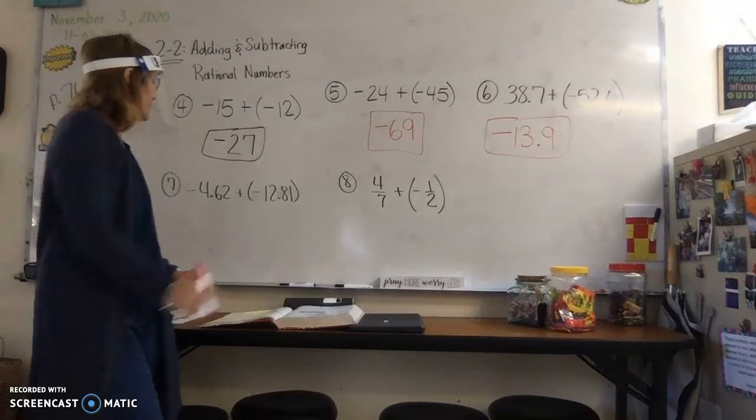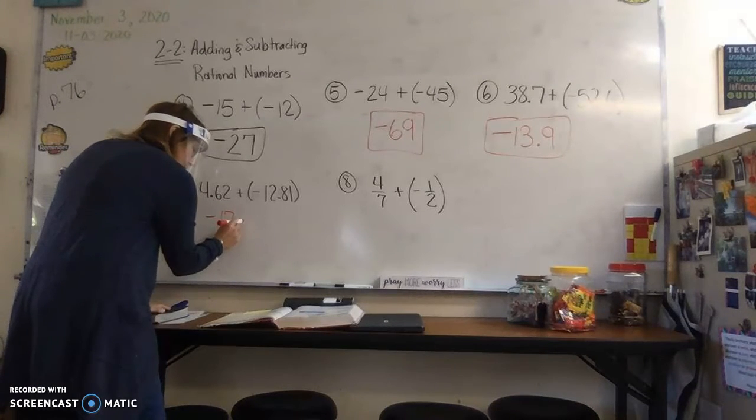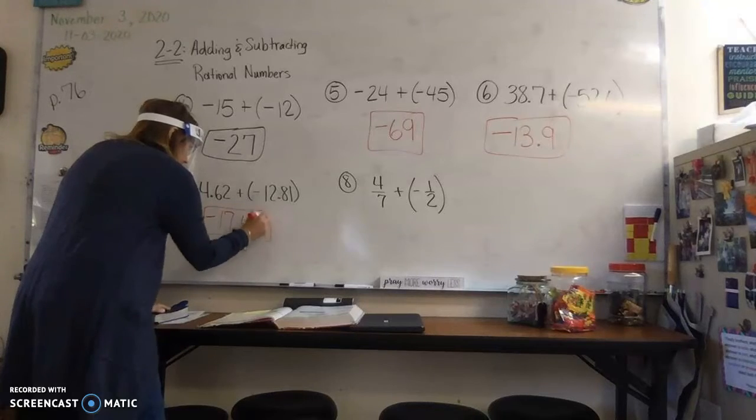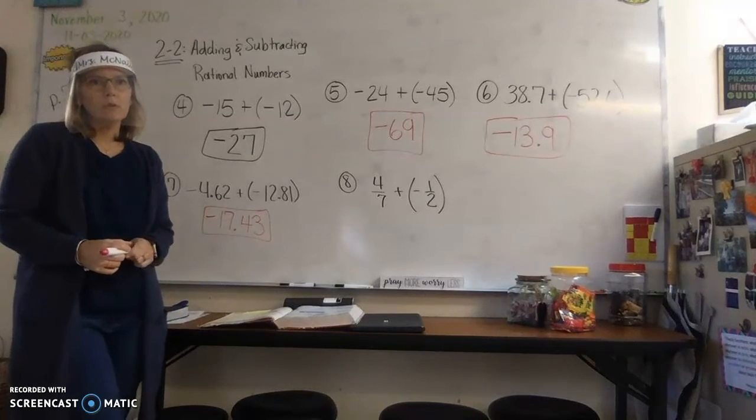17.43. Yeah. Negative 17.43. That's okay. It's just because the calculator on the computer is difficult to use.